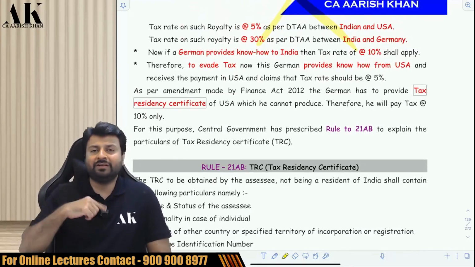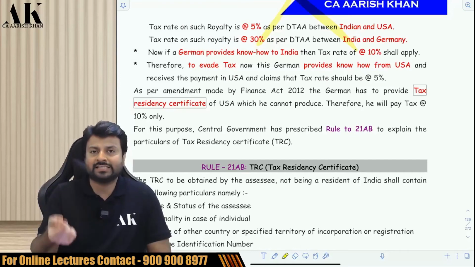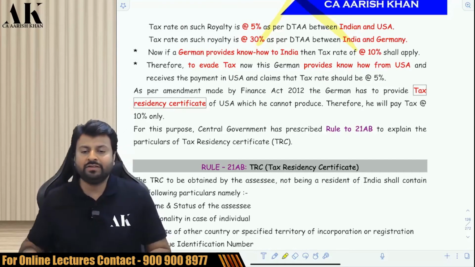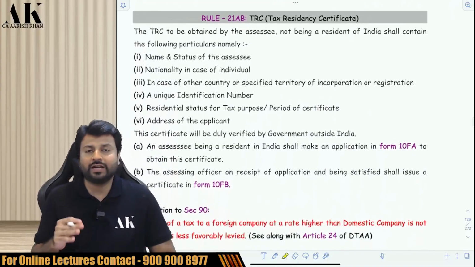Whenever you have to give the benefit of DTAA to any person, you have to ask the other person to produce the tax residency certificate of that country. Then only we are going to give you the benefit of DTAA. The tax residency certificate should contain which all data?